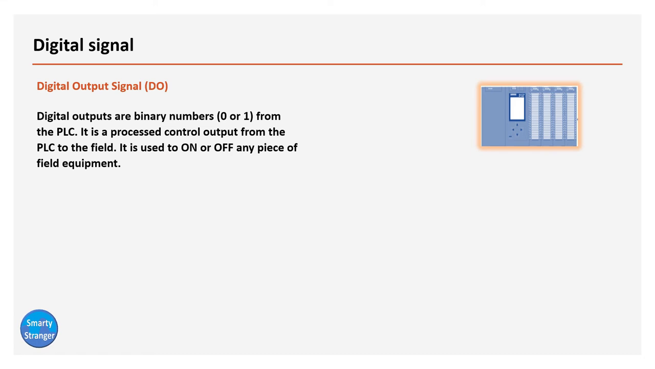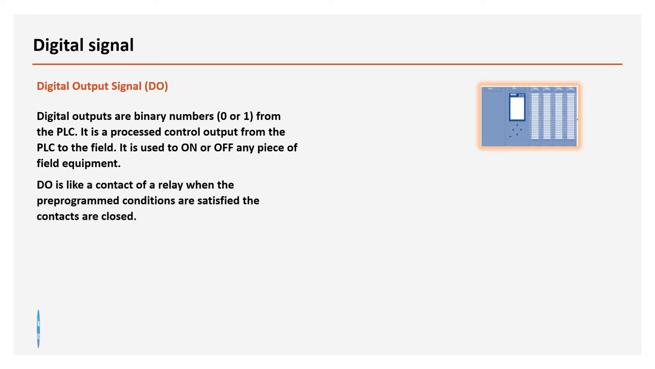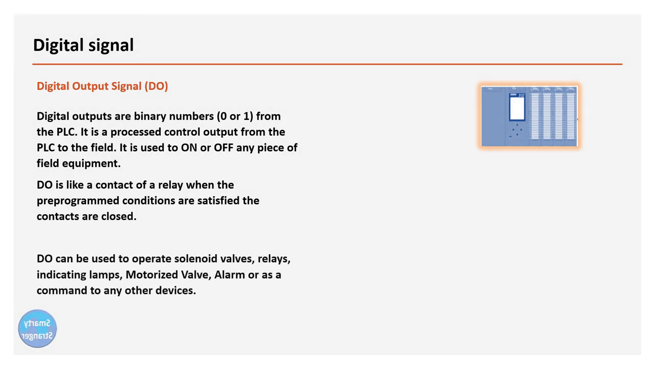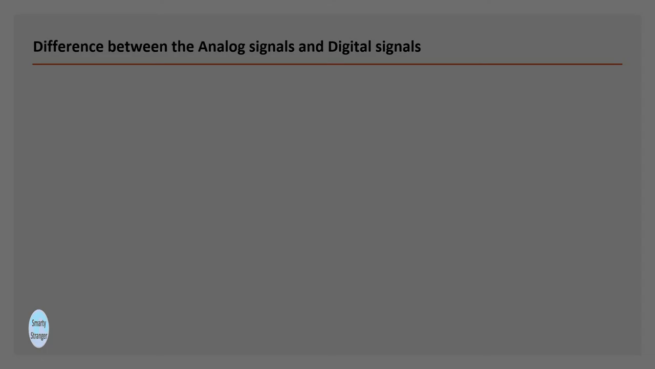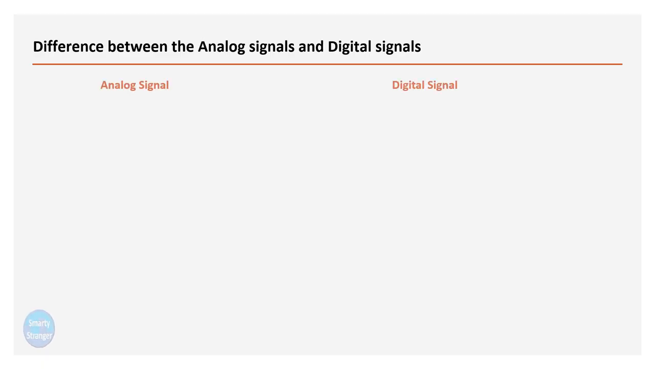Digital output signal. Digital outputs are binary numbers, 0 or 1, from the PLC. It is a processed control output from the PLC to the field. It is used to turn on or off any piece of field equipment. A digital output is like the contact of a relay. When the pre-programmed conditions are satisfied, the contacts are closed. Digital output can be used to operate solenoid valves, relays, indicating lamps, motorized valves, alarms, or as a command to any other devices.